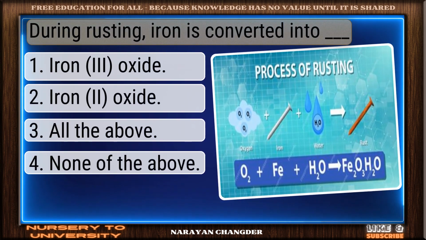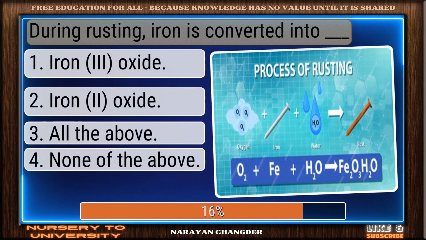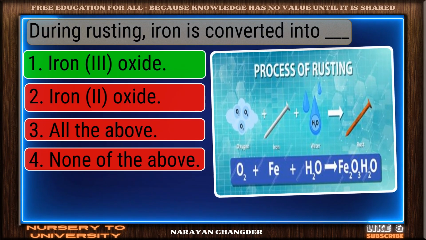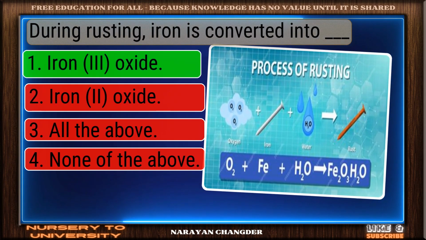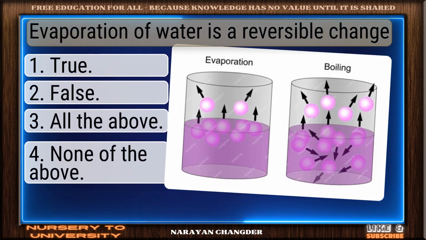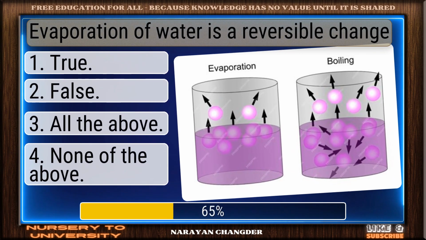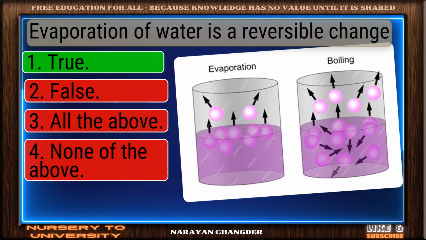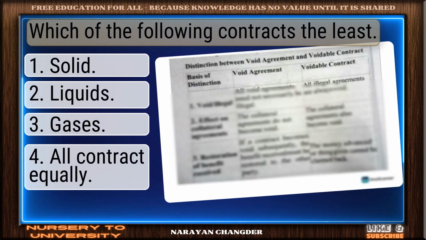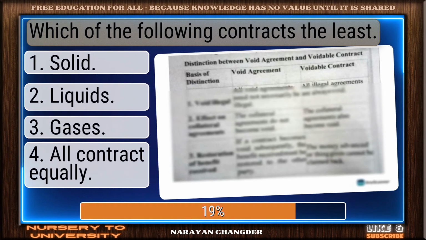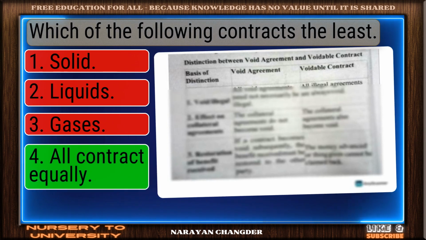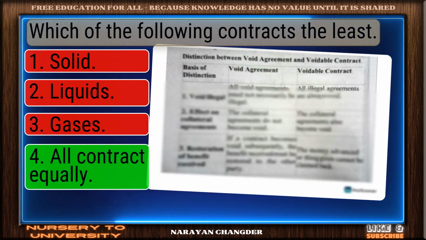During rusting, iron is converted into dash. Strong choice. Iron oxide is the right answer. Evaporation of water is a reversible change. Good thinking. True is the right answer. Which of the following contracts the least? Great thinking. All contract equally is the right choice.